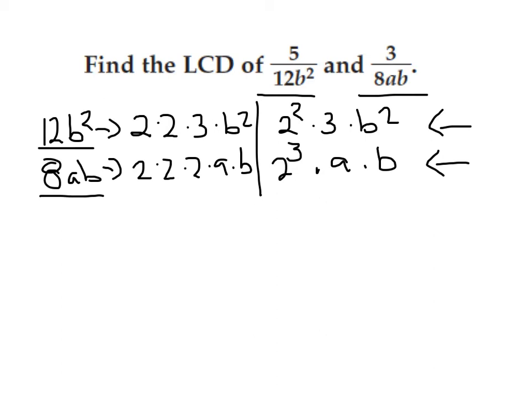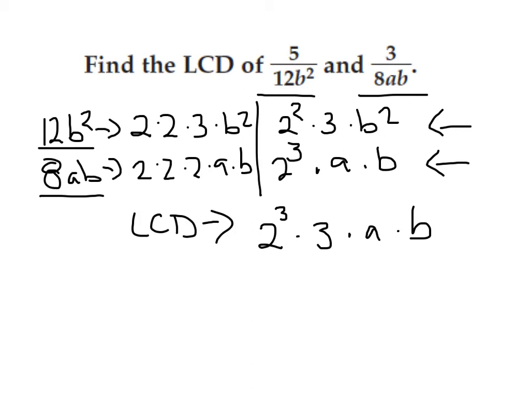Now it's time to find the LCD. Look at my prime factorization. They both have 2. The largest is 2 to the third, so I choose that one. Looking at the 3, I notice that there's only a 3 in one of them, so I'm going to choose that one. That's 3 to the first power.